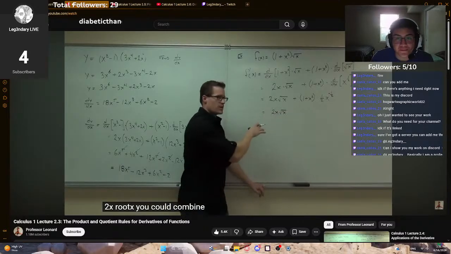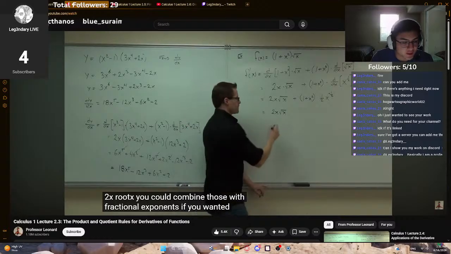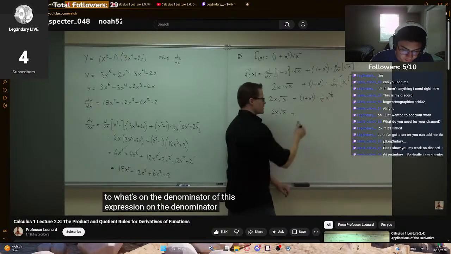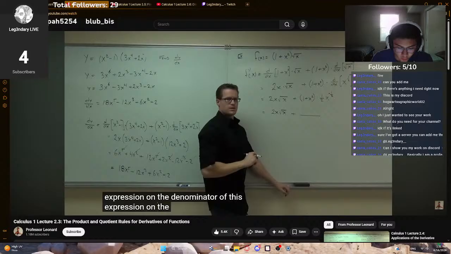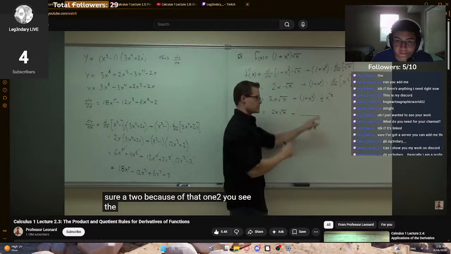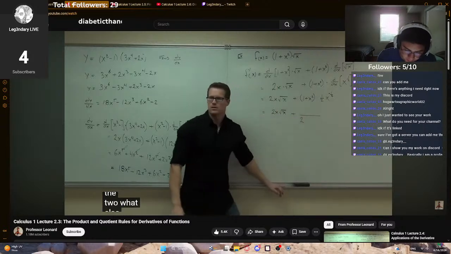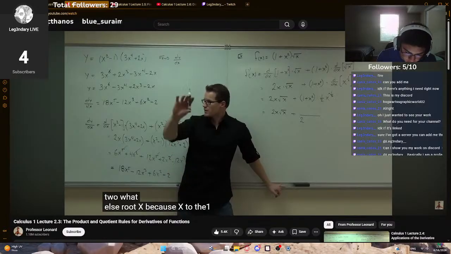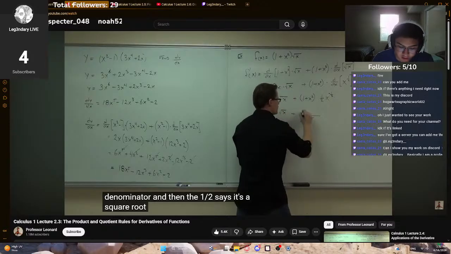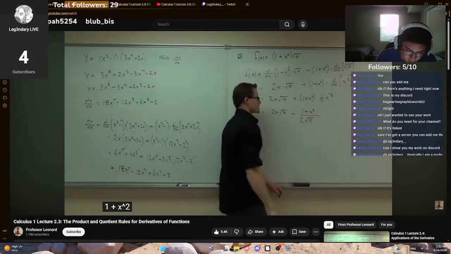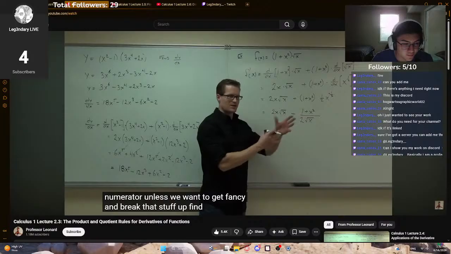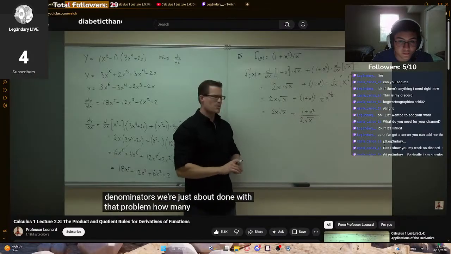On the denominator, 2x root x. You could combine those with fractional exponents if you wanted to. Okay, that's what I did. What's on the denominator of this expression? There's for sure a 2 because of that 1/2. You see the 2? What else? Root x, because x to the -1 says denominator, and then the 1/2 says it's a square root. Okay. 1 plus x squared is on the numerator. Unless we want to get fancy and break that stuff up, find common denominators, we're just about done with that problem. How many people feel okay with this one?